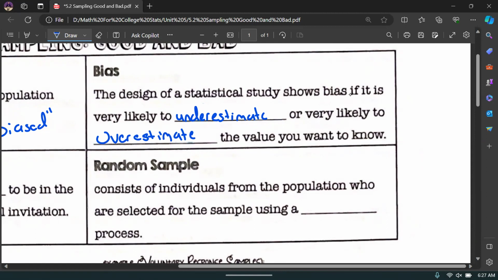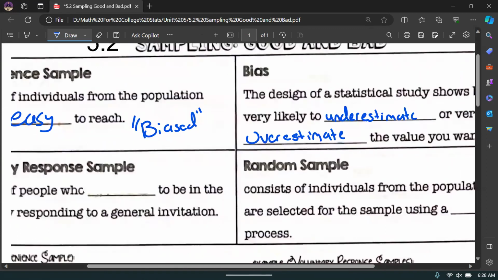If you want to find the mean height of people in the school, you're not going to want to go surveying the football team, right? That's very likely to overestimate the average height of people at the school because you're measuring the football team, who are likely to be a little bit taller. So a biased method is going to basically underestimate or overestimate the value you're trying to find. It's just inaccurate, right?